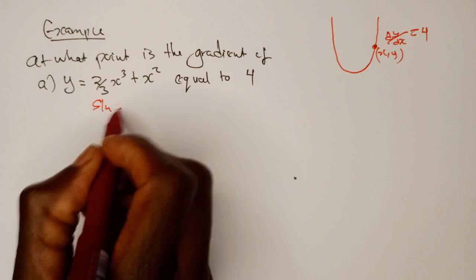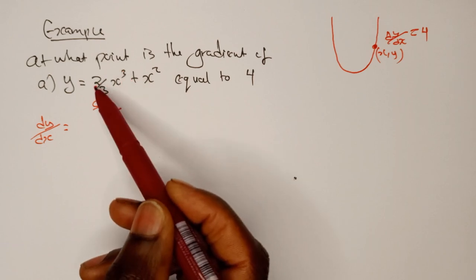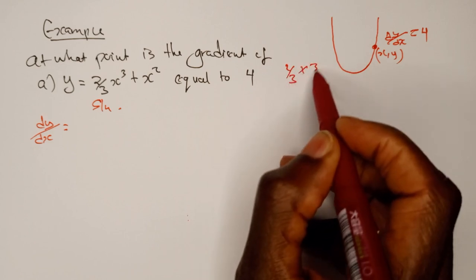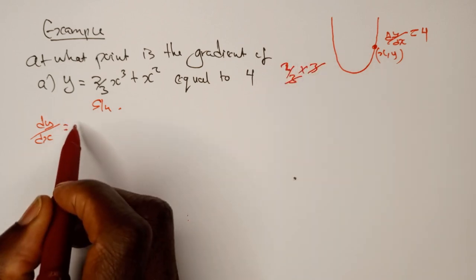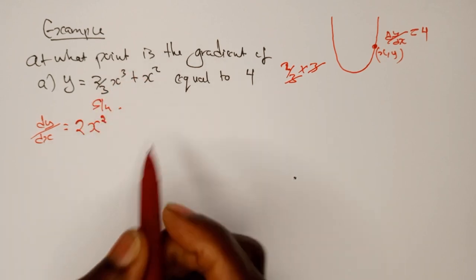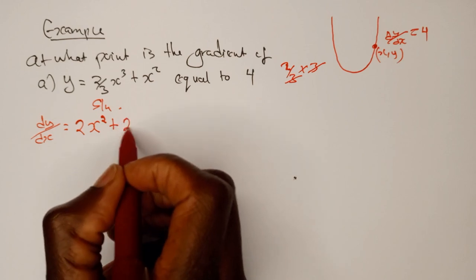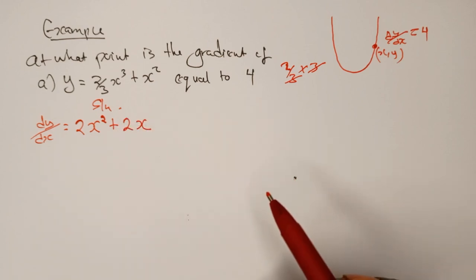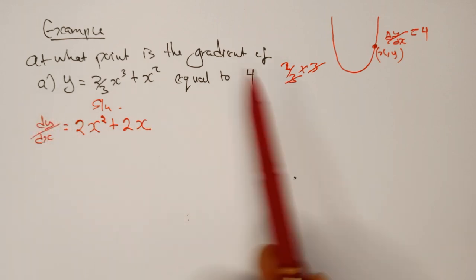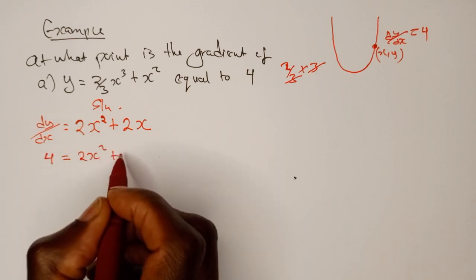So solution. We're going to say dy dx is equal to, if you multiply this with this value here, 2 over 3 times 3, the 3 cancels, you remain with 2, so you have 2x. Then this one, it is 3 minus 1, so you remain with 2 as the power, plus, if you differentiate this one, 2 multiplied by 1, it is 2, then you minus 1 from that power, you remain with x. So that is the gradient function, but you've been told dy dx is equal to 4. So I'll say therefore 4 is equal to 2x squared plus 2x.